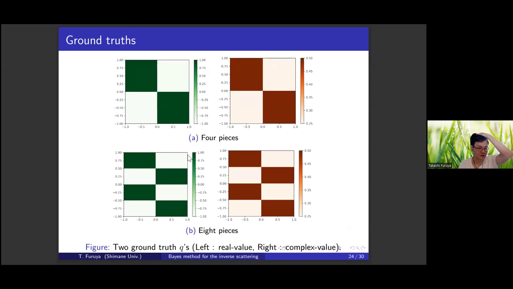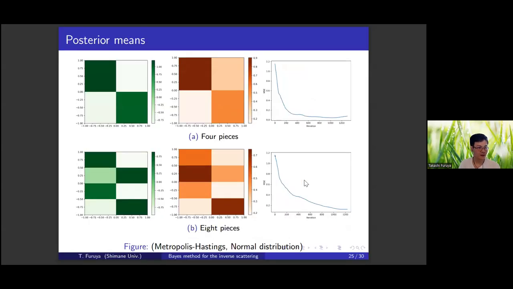This is the ground truth. We prepare two types: the first has four pieces, and the second has eight pieces. The four pieces mean that the refractive index is assumed to be piecewise constant, but the values can be complex variables. The green one is the real part, and the red one is the imaginary part. Eight pieces is the same. Anyway, this is the true refractive index. And this is the visualization of the posterior mean. The first algorithm is a combination of Metropolis-Hastings and a normal distribution, and this is the reconstruction by the posterior mean.